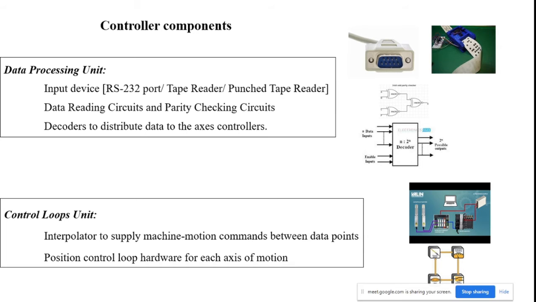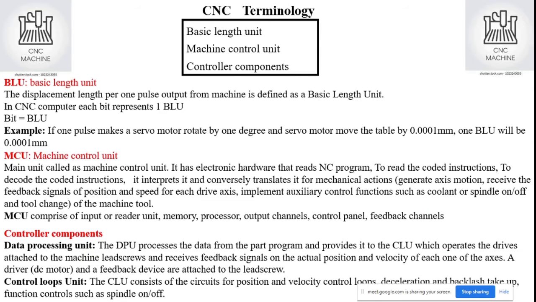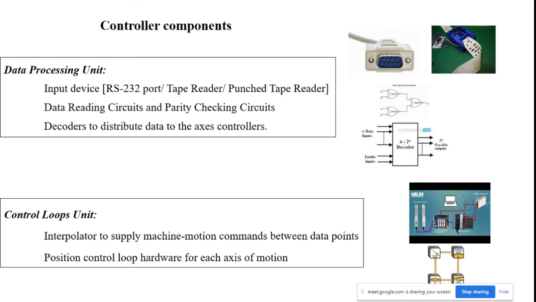In controller components, there are two major units. One is the data processing unit and the other is the control loops unit. In the previous slide, I told you what is meant by controller components. I elaborately explained it with this slide. What is the data processing unit? The data processing unit acquires the data from the interface system. What is the input for the data processing unit? Generally the RS-232 cable, which is a port.